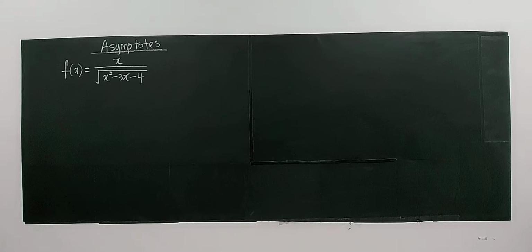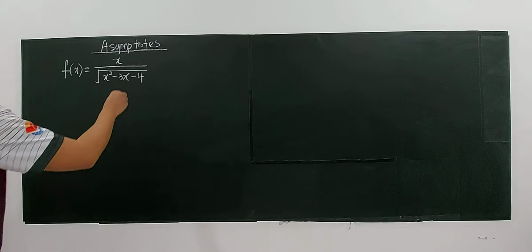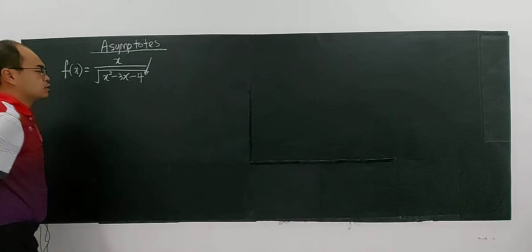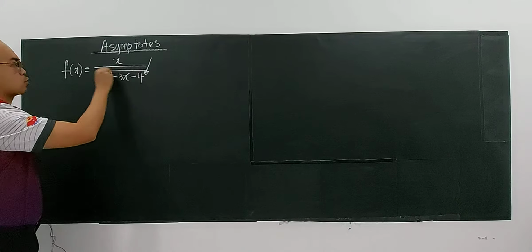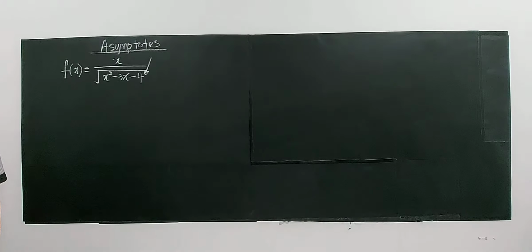Let's discuss the asymptotes of these examples. We have to consider two types of asymptotes, the vertical asymptotes and the horizontal asymptotes. For vertical asymptotes, we look at the denominator. But in this problem, we have a square root in the denominator, right? There is a square root.